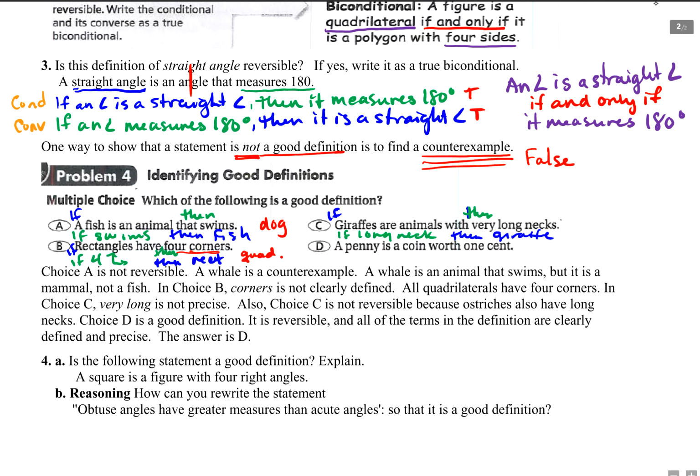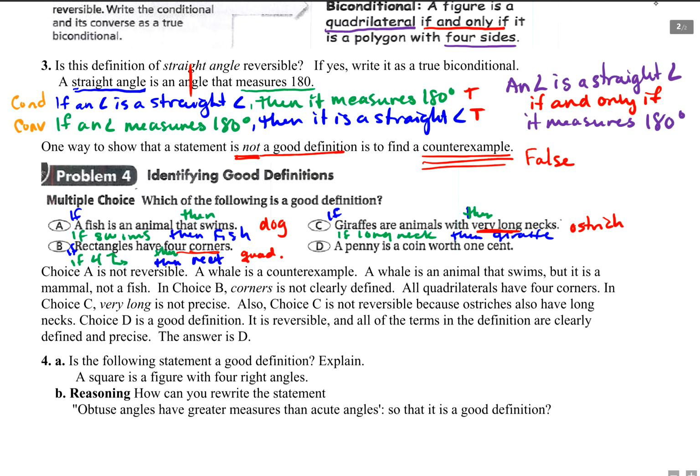Well, we didn't do our first parts. Commonly understood terms. "Very long" is bad. This is already a bad definition. What does very long mean? Understood terms, yes. Precise, no. Reversible, no.